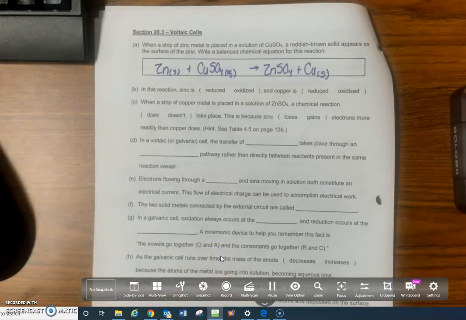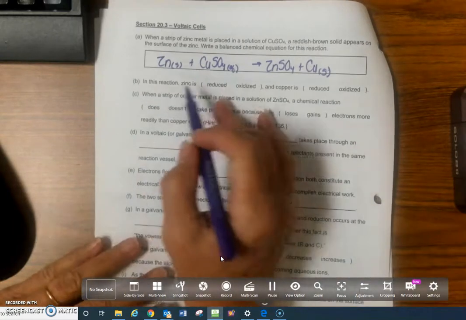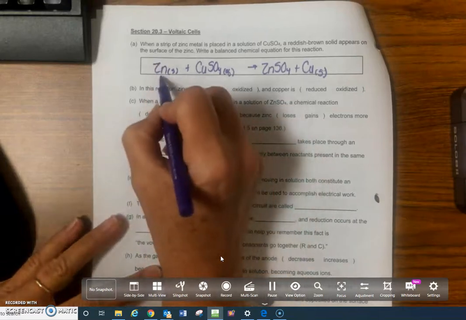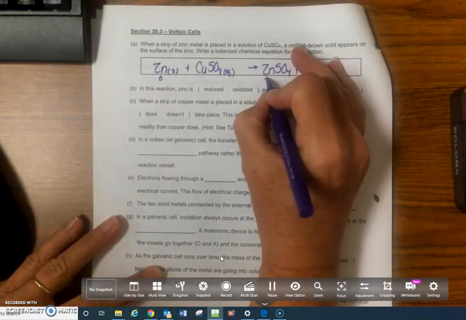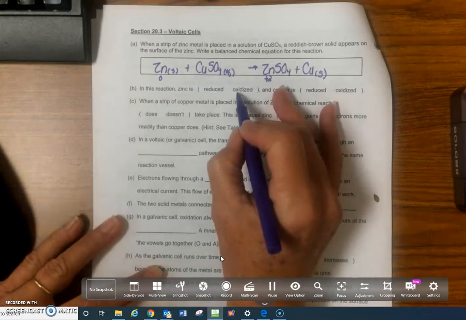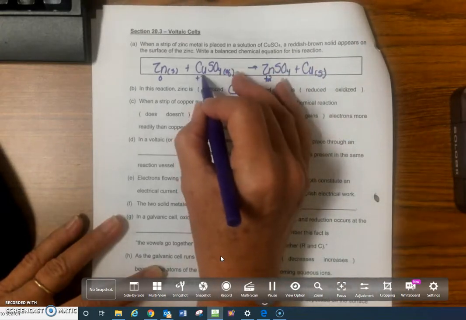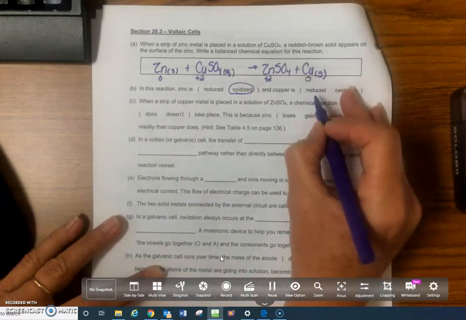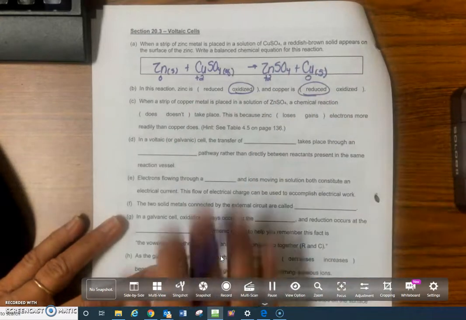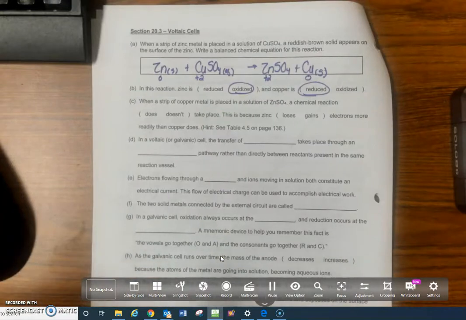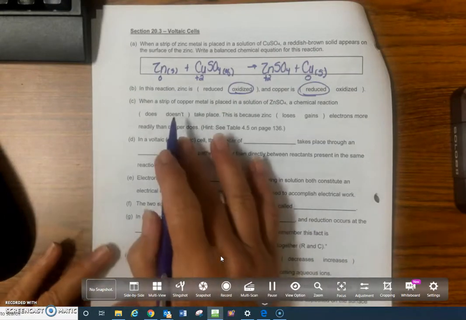Now, when we look at this, we can see that zinc is 0 here and it's +2 here. So the zinc is being oxidized, and copper, which is a +2 here, is now a 0. It is being reduced. So that's how you can determine which is being oxidized and which is being reduced.